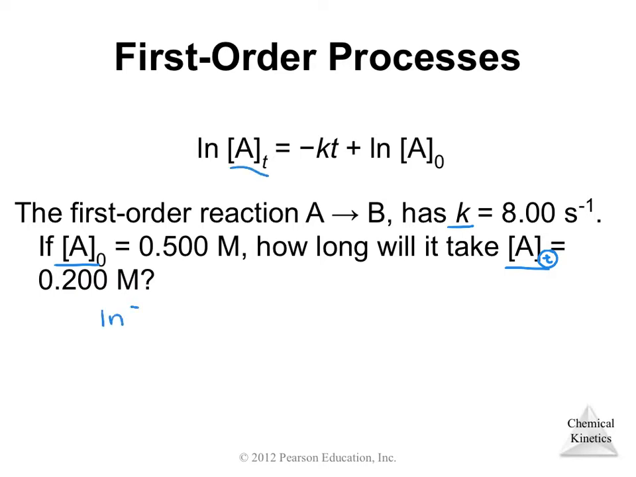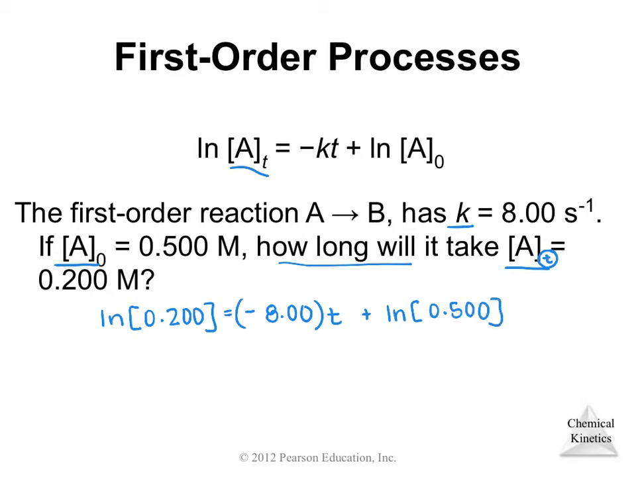So we know the concentration at a specific time. So we're going to take the natural log of 0.200. We know our K value, so negative 8. Time is what we're looking for because we want to know how long will it take. So what time will we be at? And then our intercept is our initial concentration. So ln of 0.500.